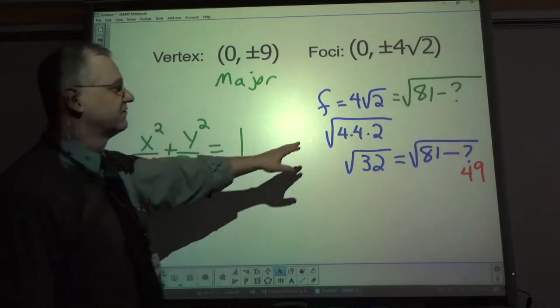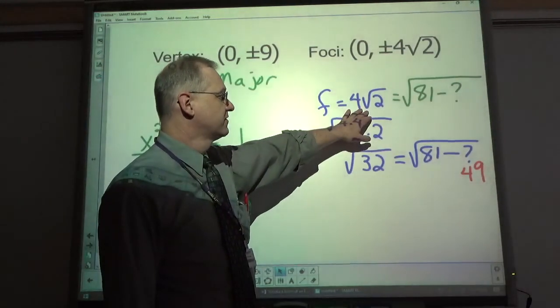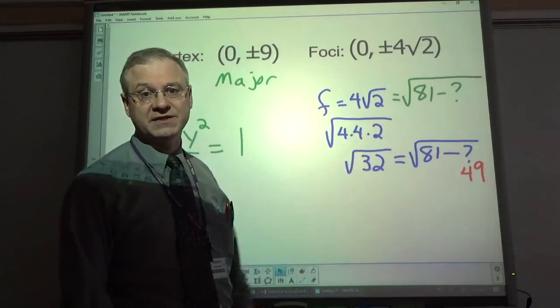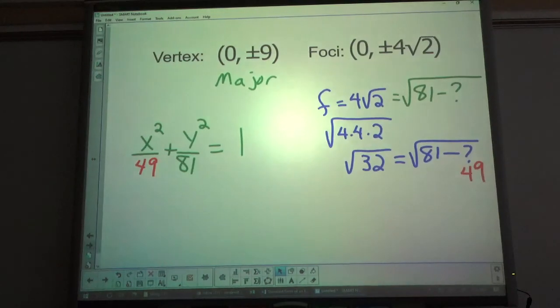The other way you can think of it is you could square this, and that would tell you what would have to be inside. Either way of approaching it.